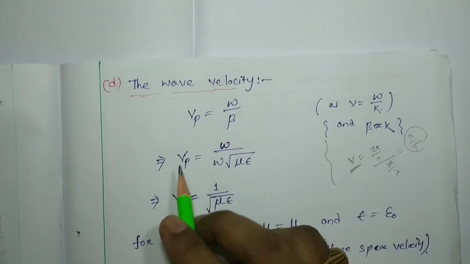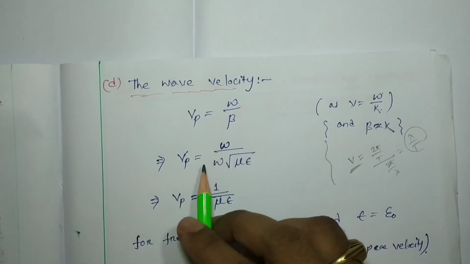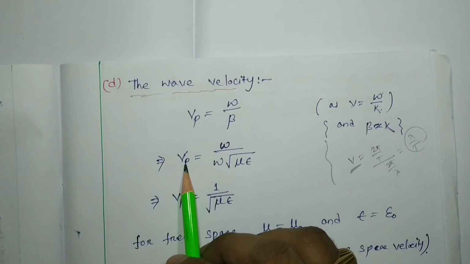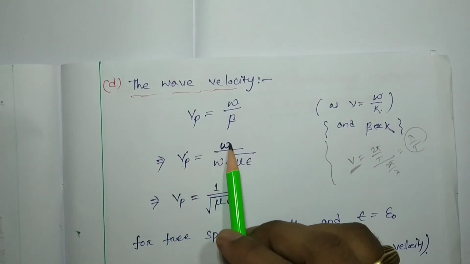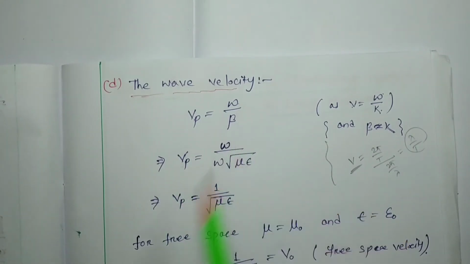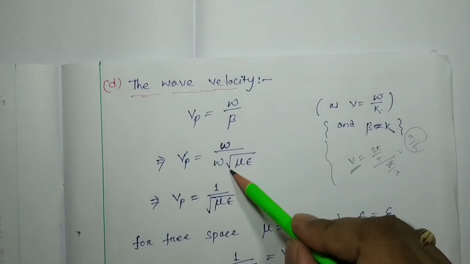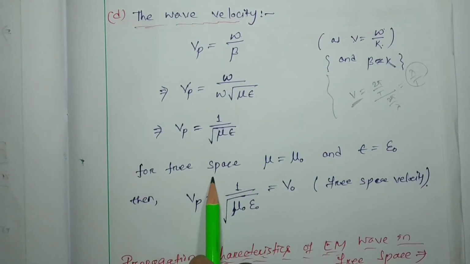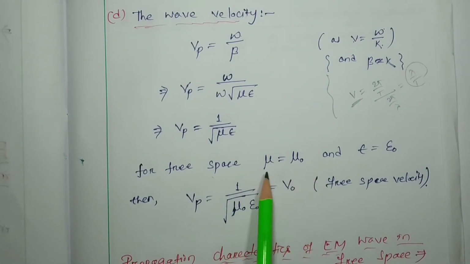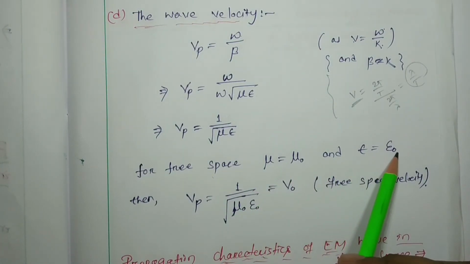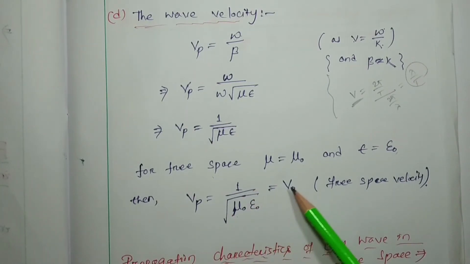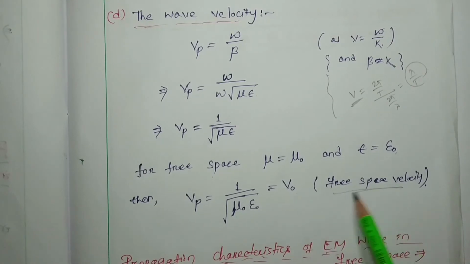So Vp will be equal to omega by beta; it is representing the phase velocity. For a single wave, omega by beta is omega over omega root mu epsilon, so Vp will be equal to 1 over root of mu epsilon. If we consider free space, mu will be equal to mu 0 and epsilon will be equal to epsilon 0, hence Vp will be equal to 1 over root of mu 0 epsilon 0, that is V0, the free space velocity.